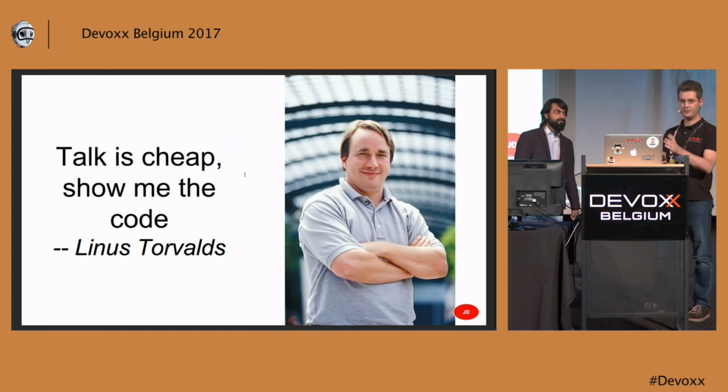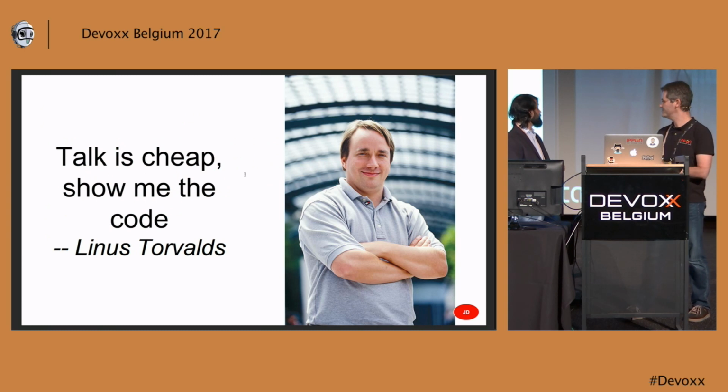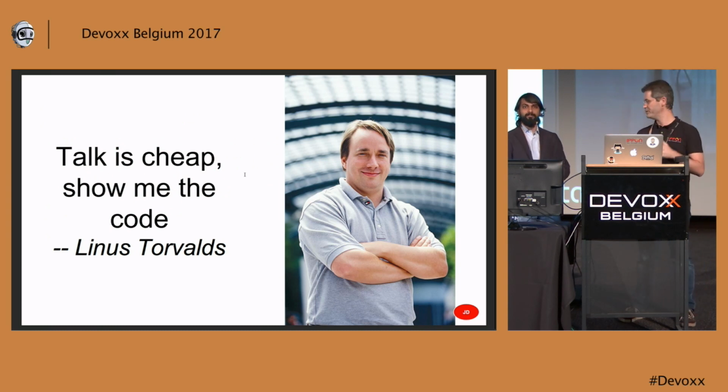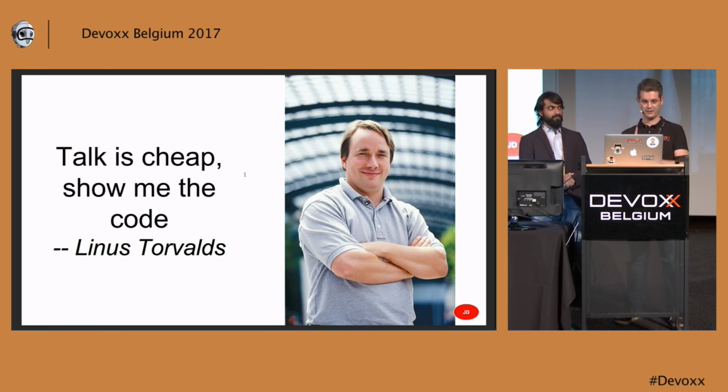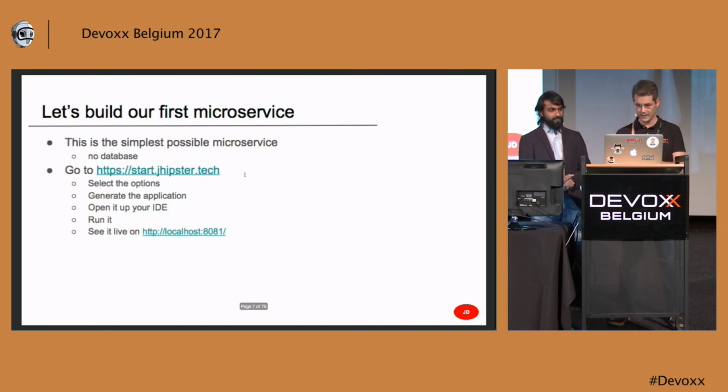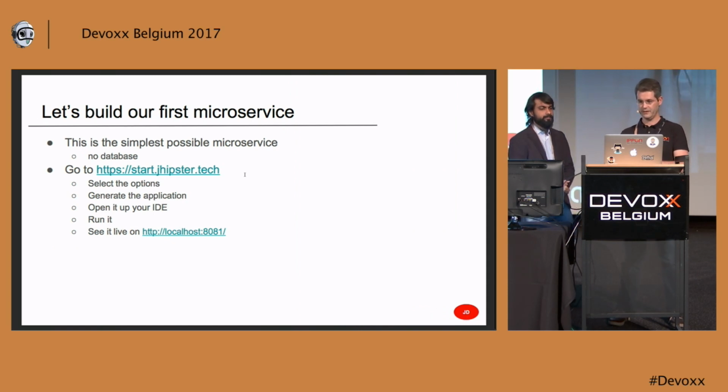So we talked a little bit for 4 minutes, but with JHipster we've always been very hands-on and focused on the code. As Linus says, talk is cheap, show me the code. So let's code a little bit. The first thing, we'll do a simple microservice.